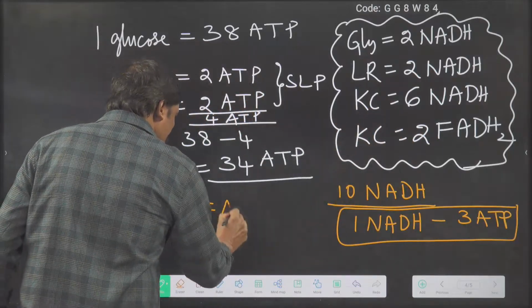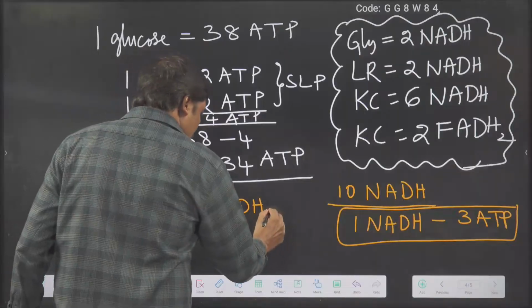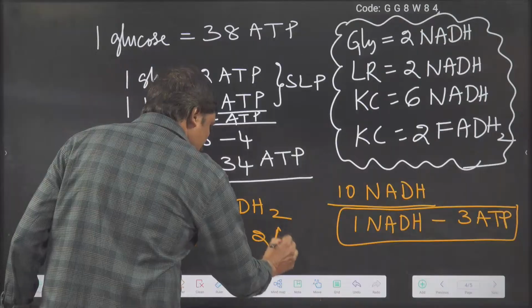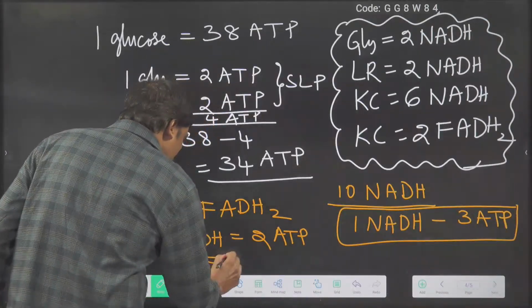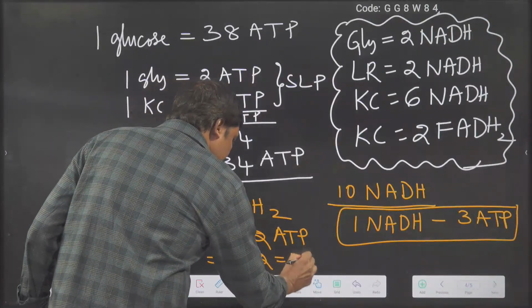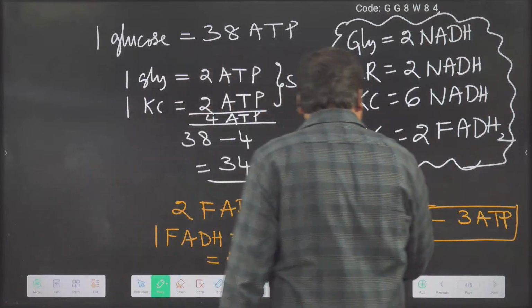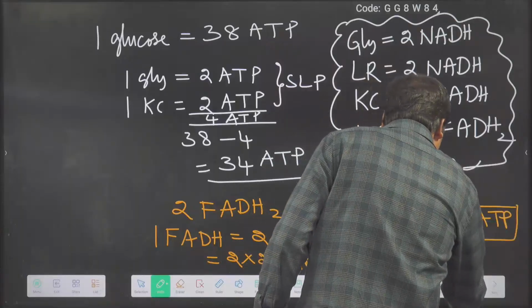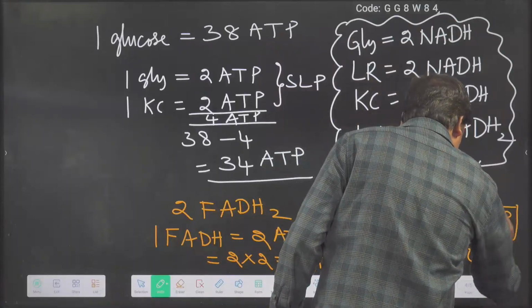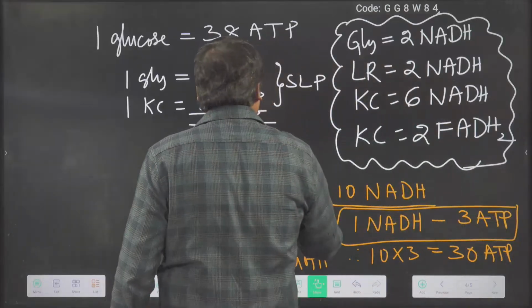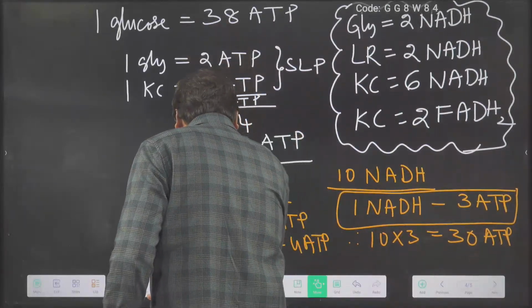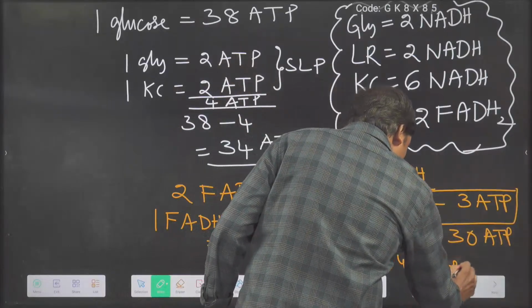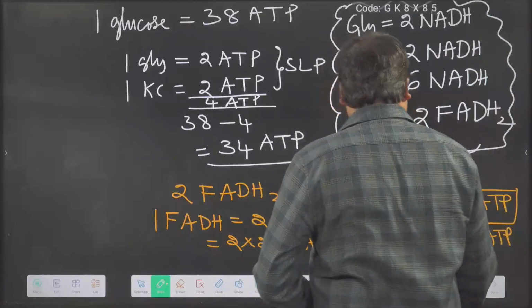2 FADH2 are produced, correct? And each FADH2 produces 2 ATP, correct? That is equal to 2 into 2, 4 ATP. Clear now? Here also 1 NADH gives 3 ATP, therefore 10 into 3, 30 ATP. Therefore, the total number of ATP is 30 plus 4, 34 ATP.